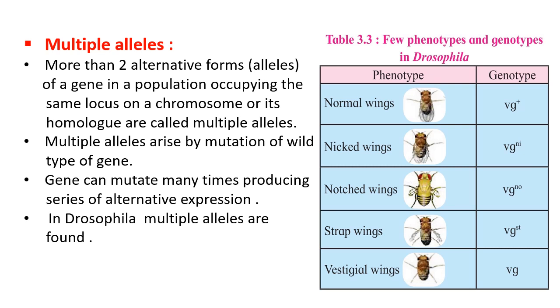Then another example of multiple alleles is blood group in human beings. That is, we see blood group A, B and O. These are present due to these multiple alleles.